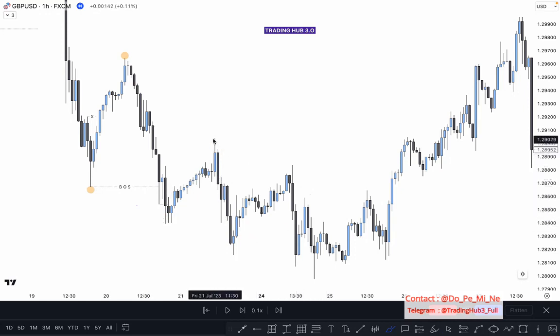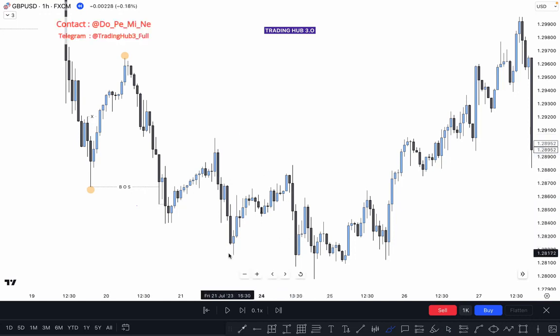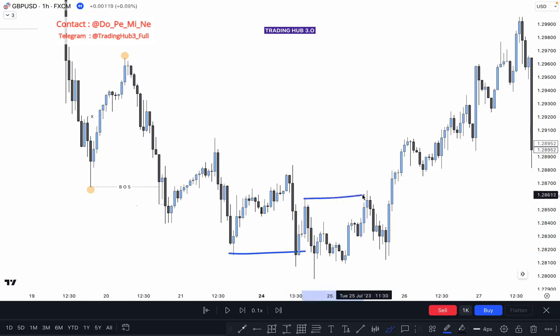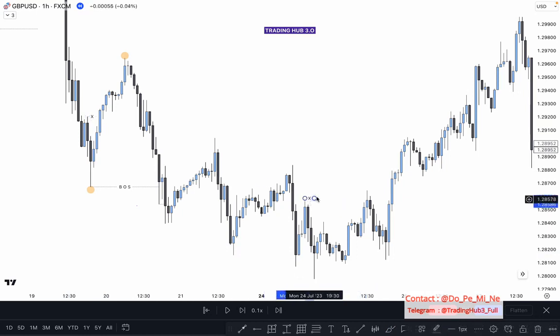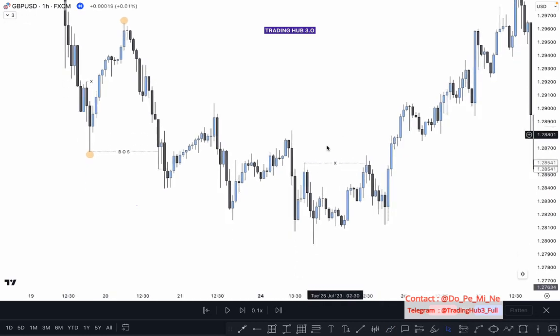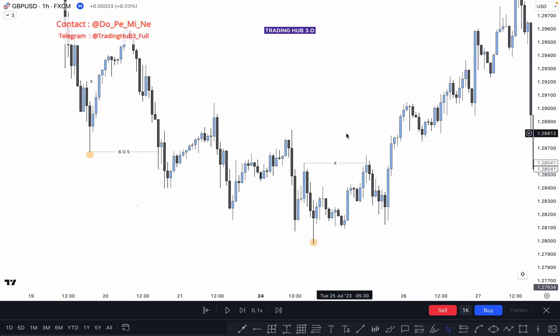So where has market taken out the inducement? Here there is no pullback. This was a pullback, but market was not able to take this high. Market again pushed downside here and created new inducement at this point. So finally market has taken out the inducement at this point. And when market takes out the inducement right here, then our lower low is confirmed here. So when our lower low is confirmed at this point, after taking out the inducement, we are looking for the sell because market momentum is completely bearish.